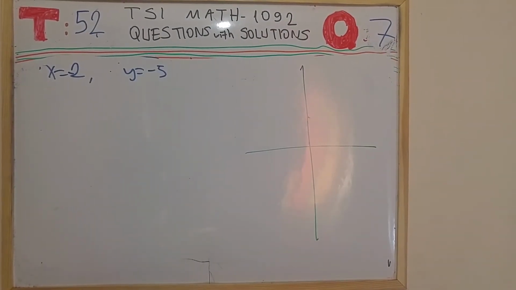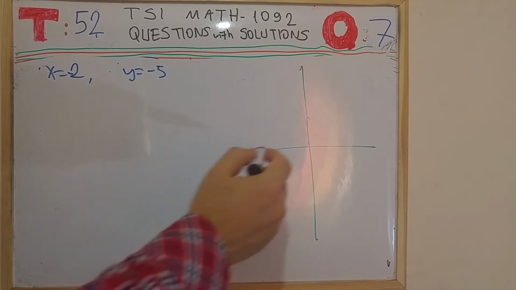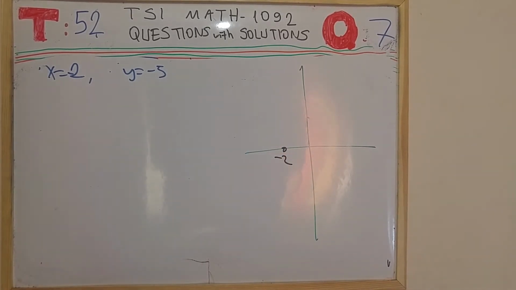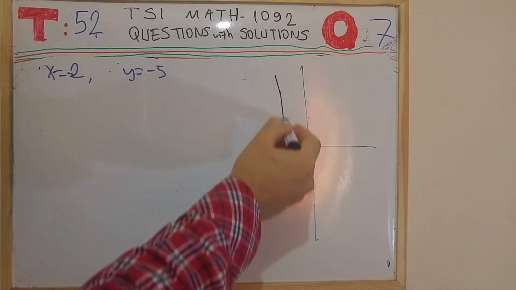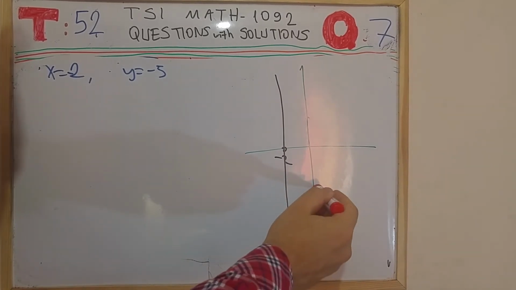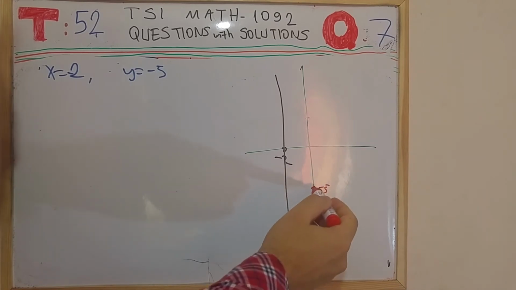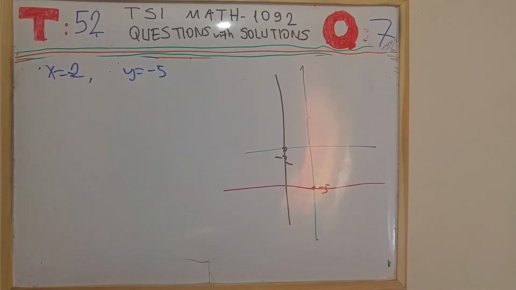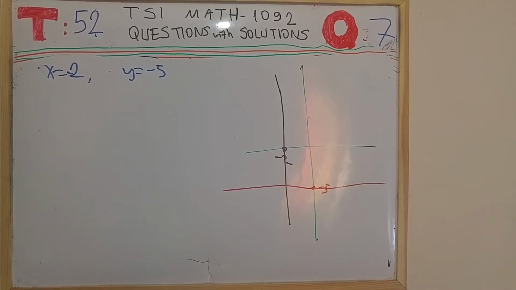x is equal to minus 2, so x will be equal to minus 2 like this, no matter what the y value is. So this is the line that I am looking for. And the other one is y is equal to minus 5. So if this is minus 5 for y, y will be minus 5 no matter what the x value is. This is the right answer.